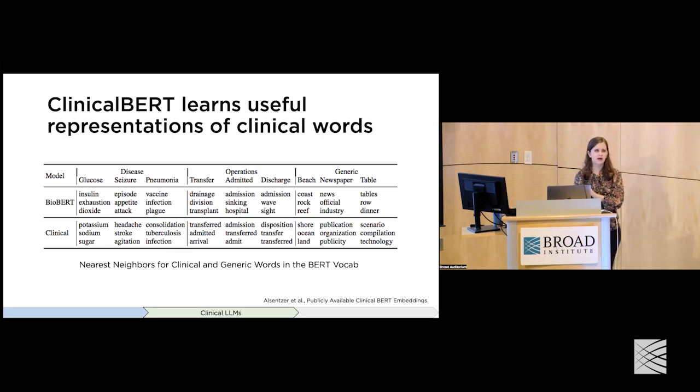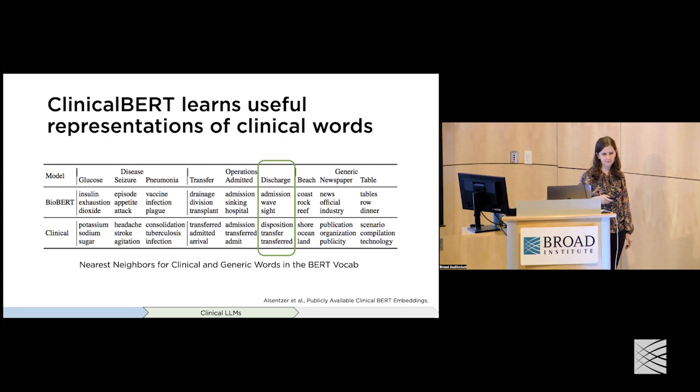So after training BERT on clinical text, we find that the word representations it learns are better adapted to the clinical domain. To investigate this, what we did was look at the nearest neighbor words for both clinical and generic words from the BERT vocabulary. For example, let's take the word discharge here. The nearest neighbors for discharge for the BioBERT model trained on PubMed don't necessarily make a lot of sense, like emission, wave, light. But you can tell that the nearest neighbor words for clinical BERT are all related to being discharged or transferred from the hospital.